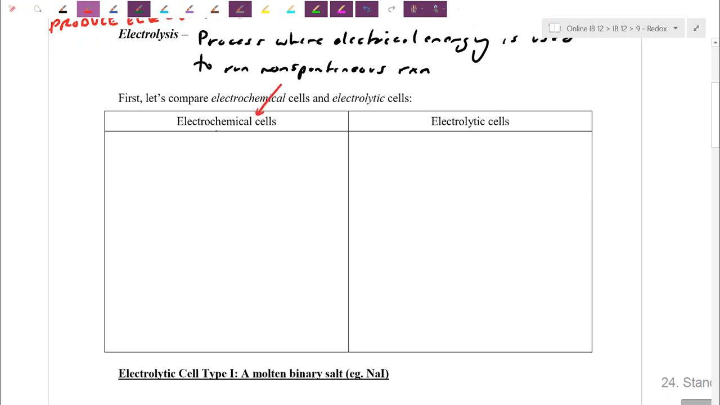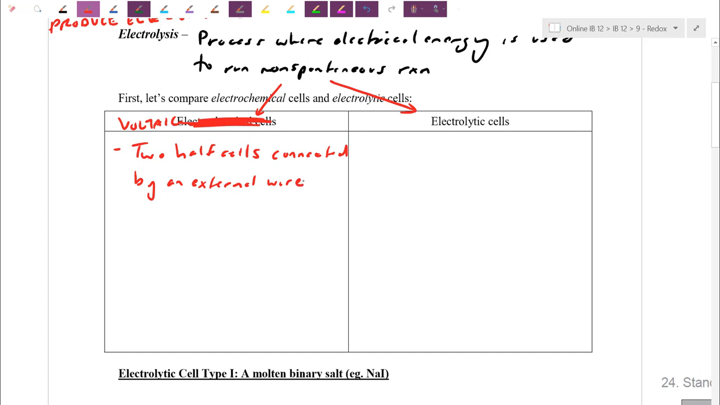Again, they're using the old name for electrochemical, which is now an umbrella term. Now we actually want to call these just voltaic cells. On the other side here are the electrolytic cells. We had mentioned already that for a voltaic cell, we're going to have two half cells. I want to have some way of actually tapping off the electrical energy. Two half cells connected by an external wire. That's where the electrons flow, anode to cathode, and also a salt bridge.